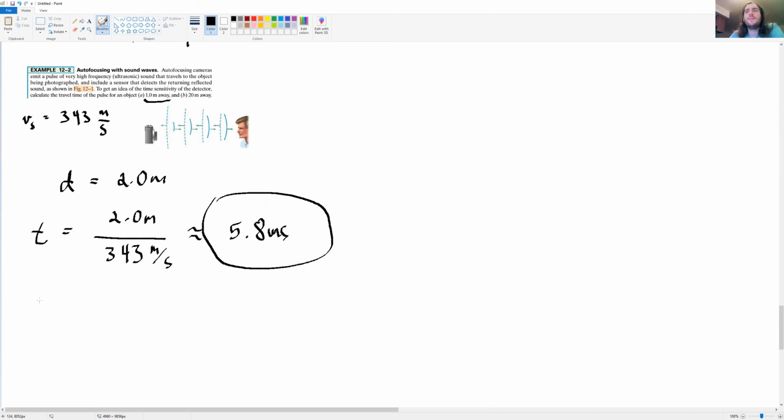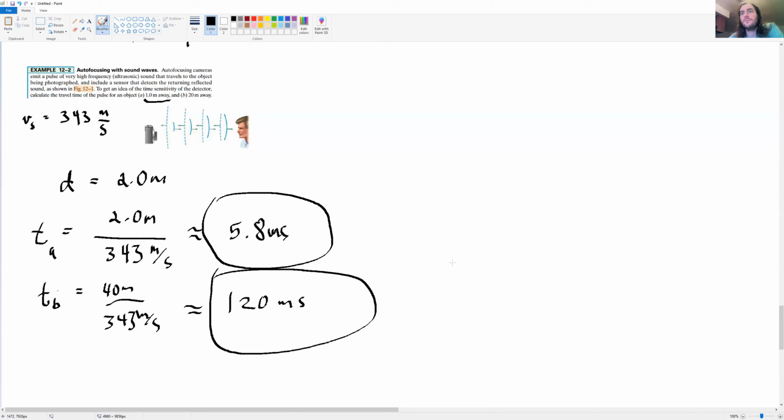Now for part B, it's the same sort of thing, except it's going to be, so this is TA, I guess, and we'll call this one TB. This is 40 meters over 343 meters per second. And this one comes out to 120 milliseconds. Rounding those off to 2 sig figs, right? Okay, any questions about that one?